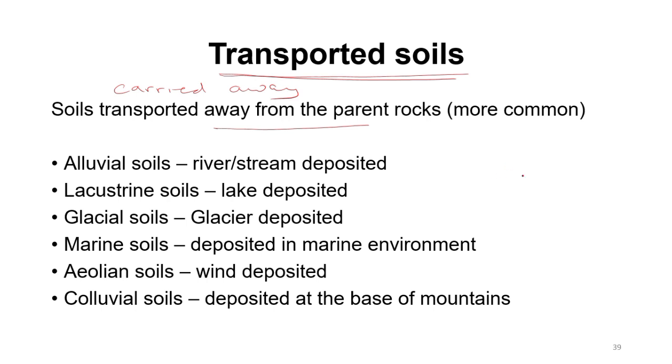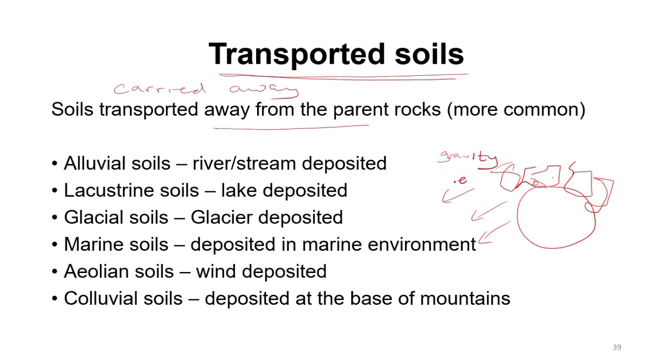So let's say this is our bedrock. The soil initially being formed is, let's say, residual. So when these soils are transported by agents such as gravity, ice, water, they tend to move away from the parent rock. That's what we classify as transported soils. Let's discuss some of the characteristics of transported soil.